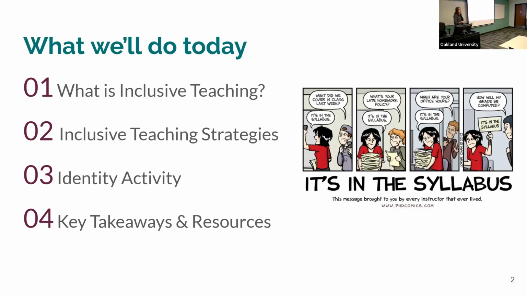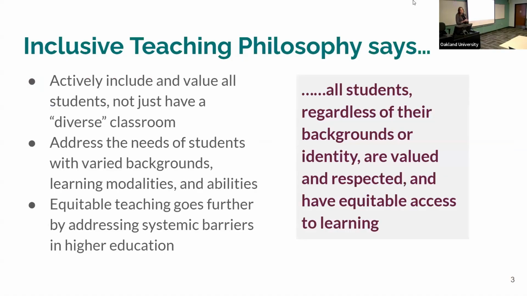So to start, if we want to really think holistically about what inclusive teaching is, it really just says that all students, regardless of their backgrounds or identity, are valued and respected and have equitable access to learning. So when we think about this concept, it's not just saying that we have diversity in our content, or we have diversity in our classroom. It's actually about actively including and valuing all students. So it is an active thing that we do as instructors to create this environment for all students to feel valued.